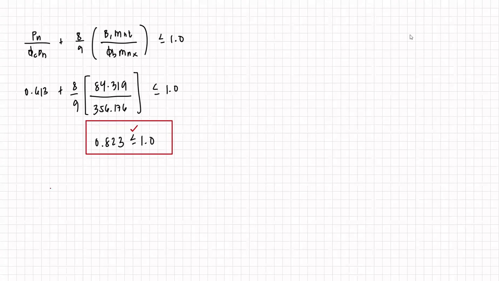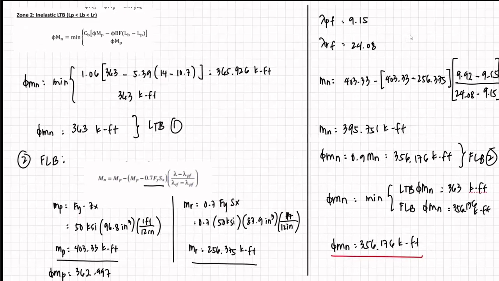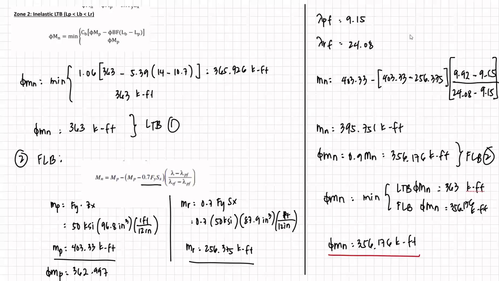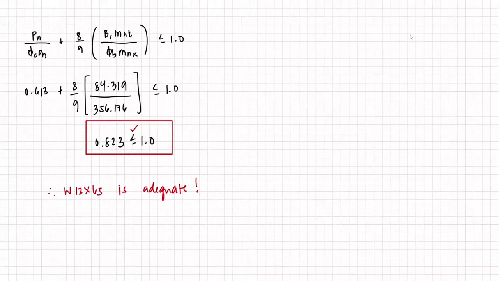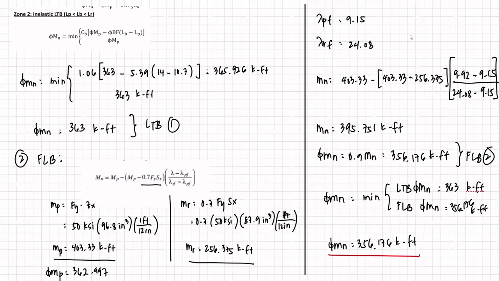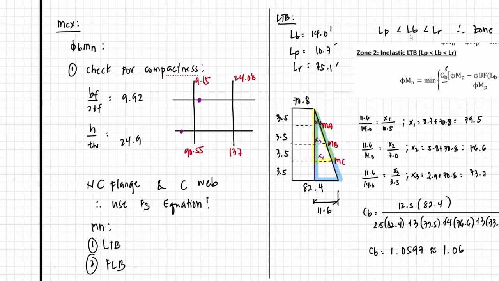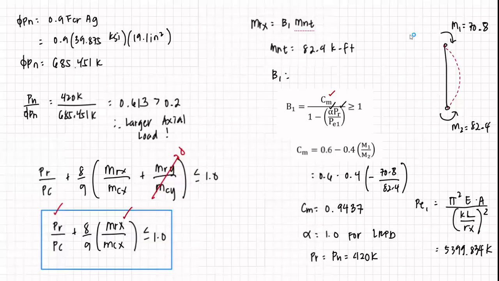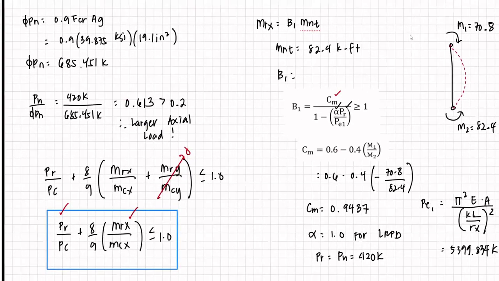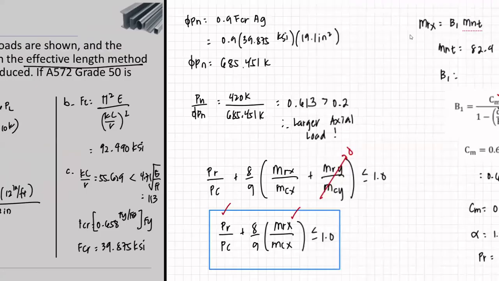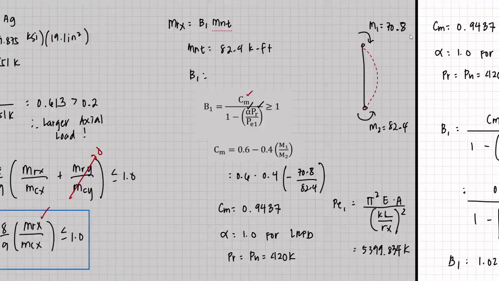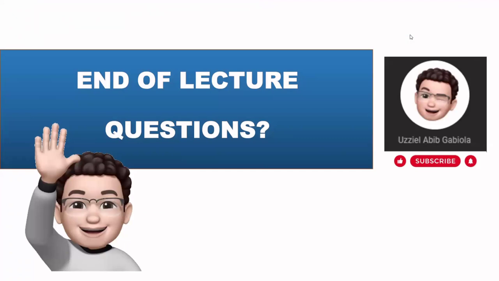So therefore, W12x65 is adequate as our beam column. Okay. So kasi medyo mahaba yung solution. Of course, because we are considering the effect of two members as one. That is why we are using yung interaction equation natin. And also, we also use yung secondary effects natin, which is caused by the change dun sa deflection natin. Okay? So, that is how you calculate this. So, if you have questions or clarification, don't hesitate to message me. But for now, this ends our lecture. Thank you.